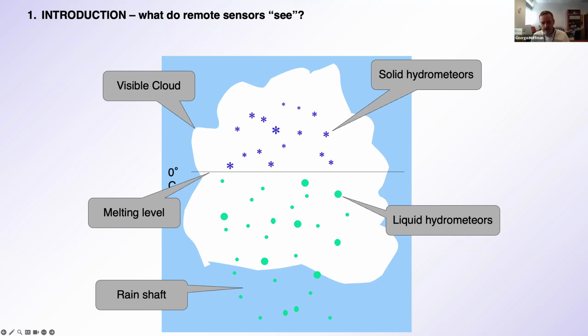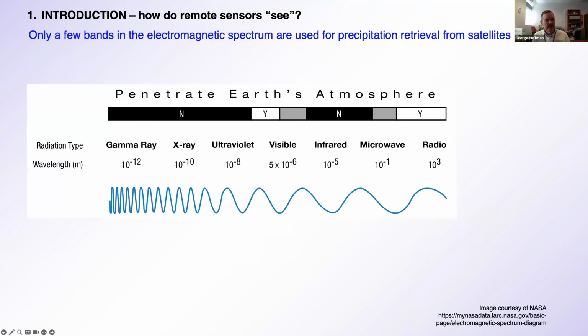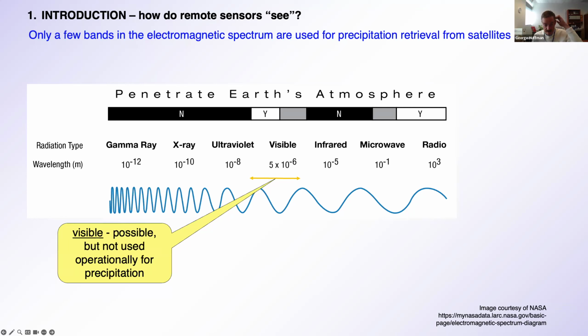Liquid hydrometeors below the freezing level, and if there's only liquid, it changes the character of how we do the sensing. And then the rain shaft, which you see below the cloud. In order to do the remote sensing, we use various wavelengths, but there are only a few. And so the visible wavelengths could be used for remote sensing of precipitation during daylight hours, but in fact are not operationally. Infrared, if you'll stand by, it's the cloud pictures that you see on TV at night.